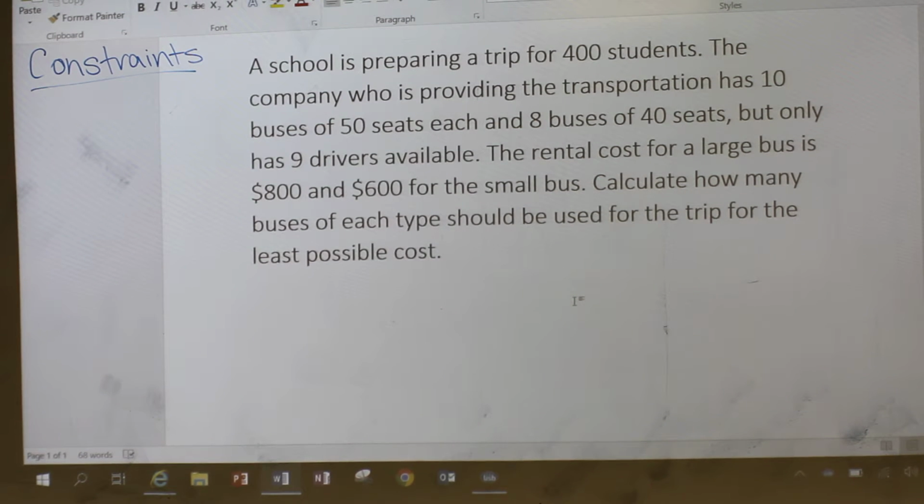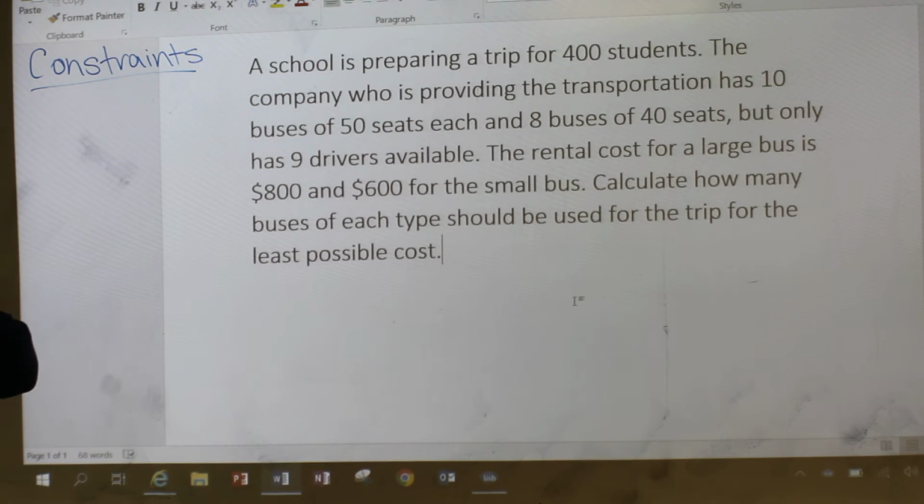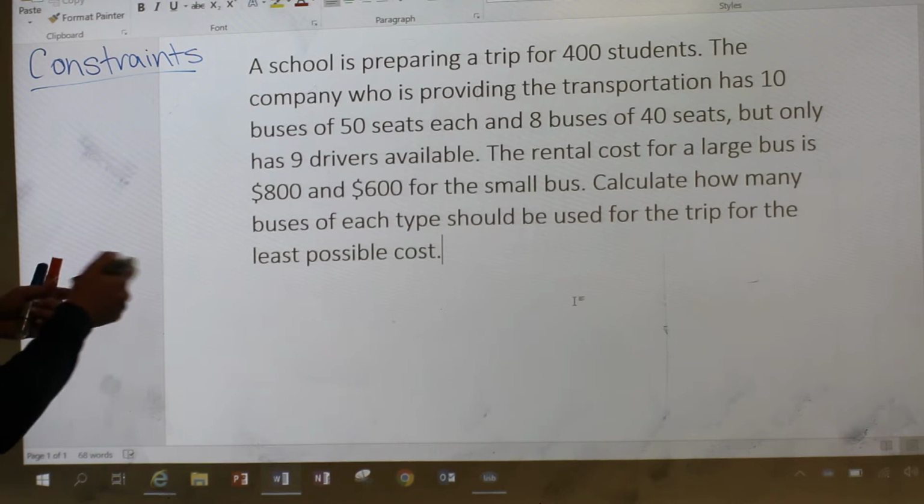All right, constraints again. A school is preparing a trip for 400 students. The company who is providing the transportation has 10 buses of 50 seats each and 8 buses of 40 seats each, but only has 9 drivers available. The rental cost for a large bus is $800 and $600 for the small bus. Calculate how many buses of each type should be used for the trip, at the least possible cost. All right, so we're looking for a minimum function here.